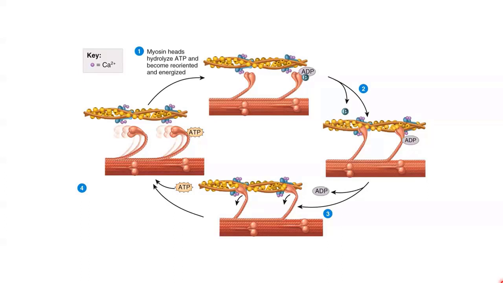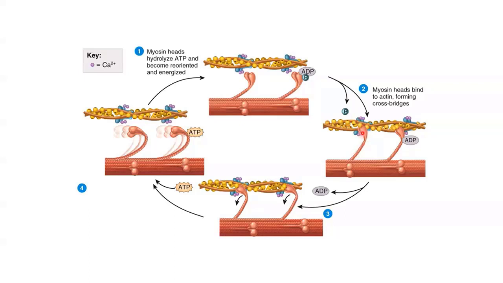So firstly, the myosin heads hydrolyze ATP and become reoriented and energized. What this means is that the myosin heads contain an enzyme which breaks down ATP, and the breakdown of ATP causes the myosin heads to move from this position back into this position, which we now call reoriented or energized. From this position, the myosin heads can now bind to actin.